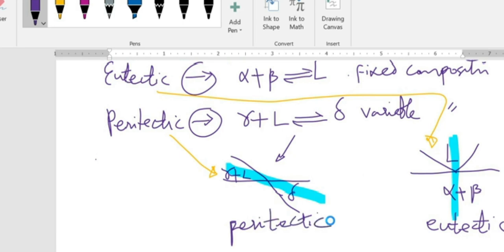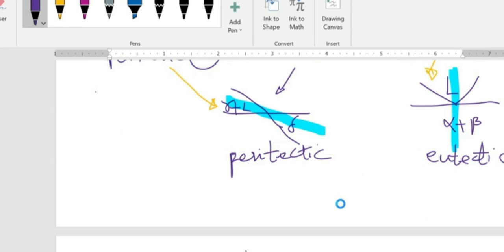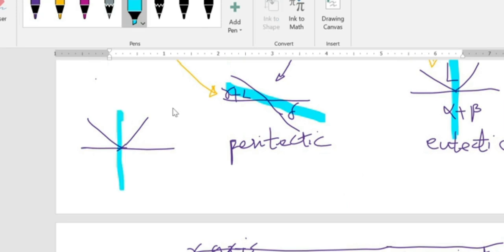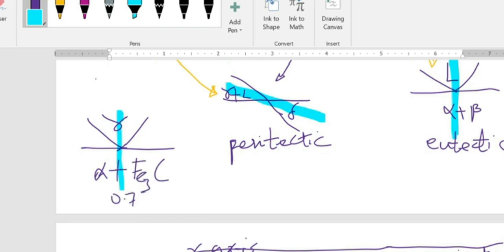peritectic. And then finally, this is similar. This is eutectoid. Eutectoid is transformation at constant temperature from a solid austenite to two different solids, which is ferrite plus what? Cementite. And this occurs at 0.76. Eutectoid. We call this eutectoid.